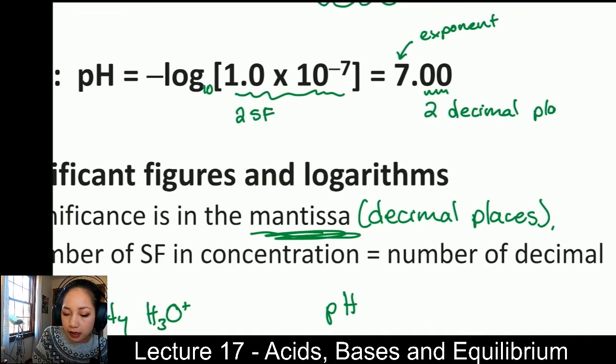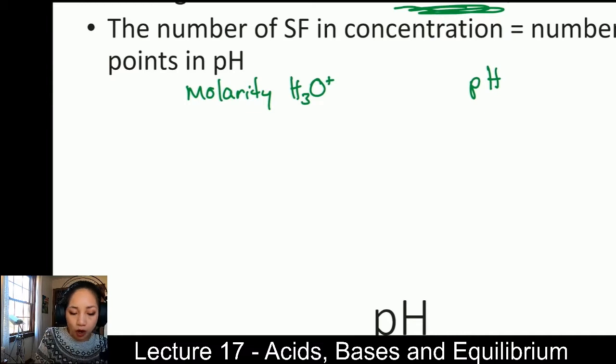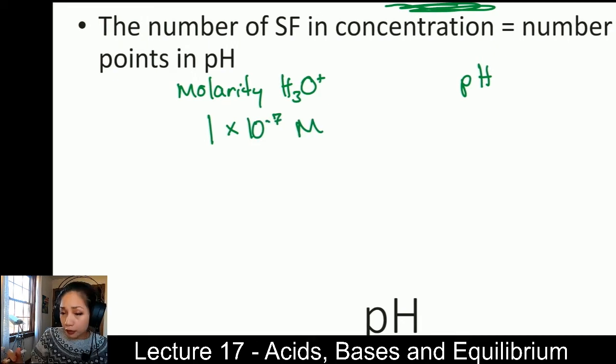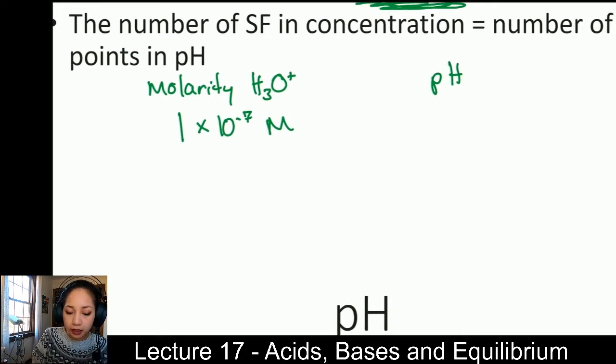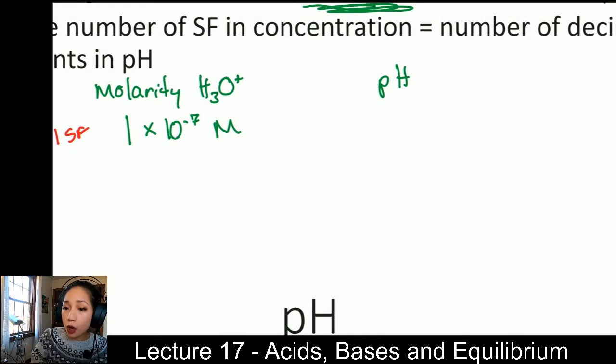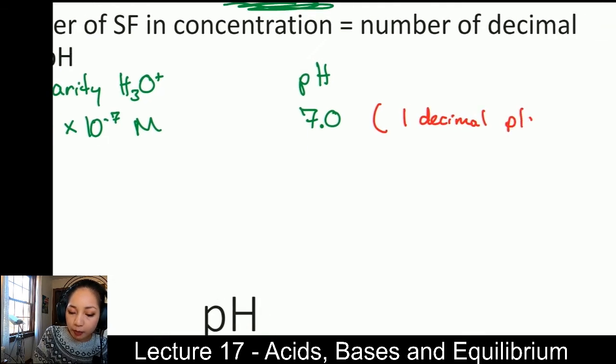2 decimal places. So, I could write this a bunch of ways. For example, for water, if I wrote our molarity of hydronium was 1 times 10 to the negative 7 molarity, if you stick that into your calculator, you get 7, but we want to make sure that we show the correct number of significant figures. Since 1 times 10 to the negative 7 has 1 sig fig, our pH needs to have 1 decimal place. So our answer would be 7.0. So 1 sig fig becomes 1 decimal place in our pH value.